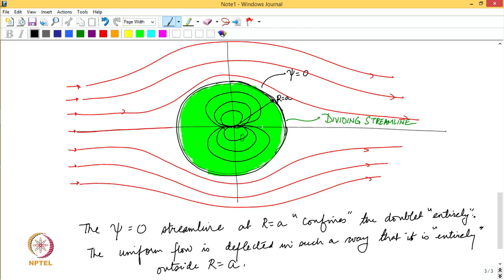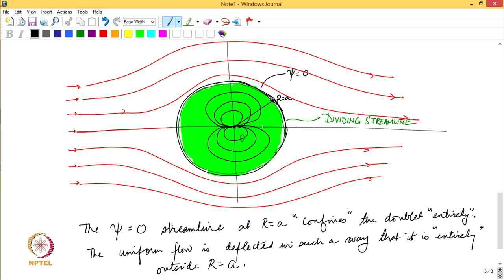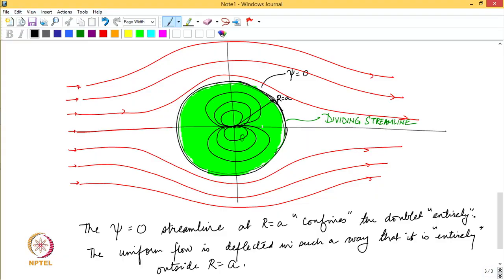The point that I am making here is that the dividing streamline has ensured the effect of the doublet remains within the cylinder, and the uniform flow sees the dividing streamline as an obstacle, so to say, and so the uniform flow gets deflected around this, just because the r equal to a line happens to be one across which mass transfer cannot happen, or there cannot be any fluid flow, just because of the way the problem has been set up.